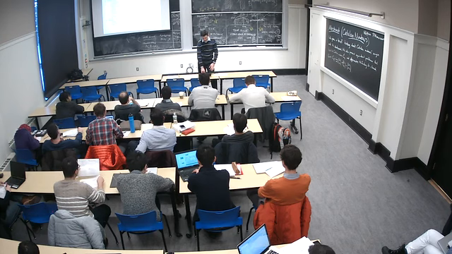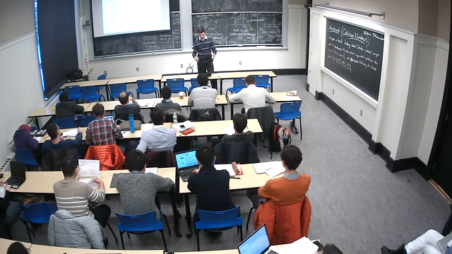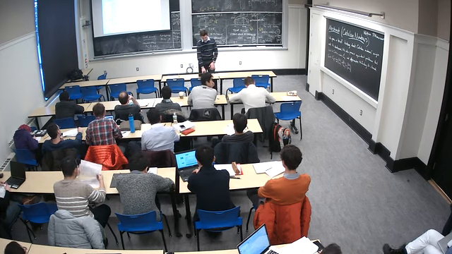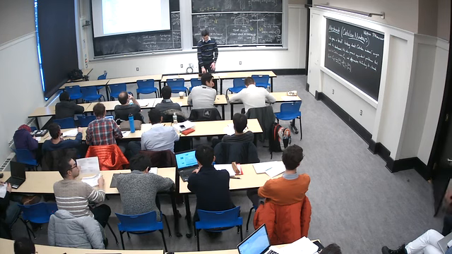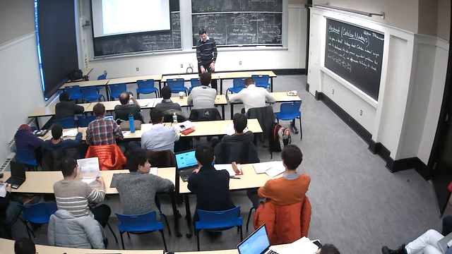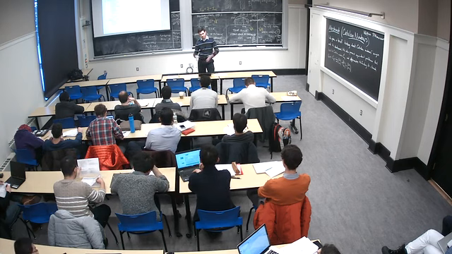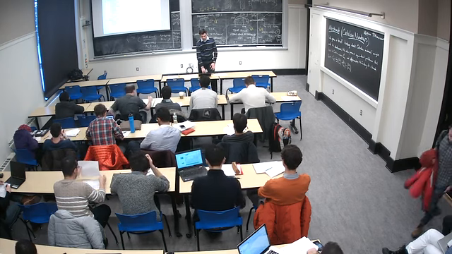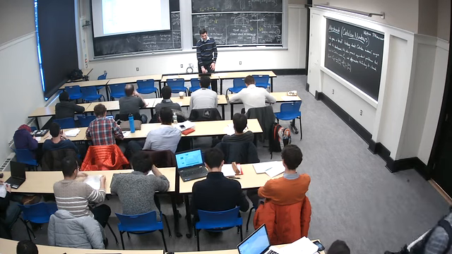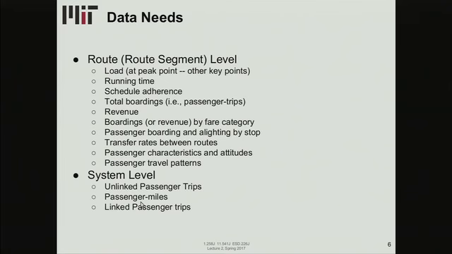Passenger characteristics and attitudes. This usually requires some degree of a survey where you ask people things. Passenger travel patterns. At the system level, we have things like unlinked passenger trips, passenger miles, linked passenger trips. This is at the whole system level. So sometimes you do route level or route segment level analysis, and then you aggregate to get these system level things. That's usually how you proceed.